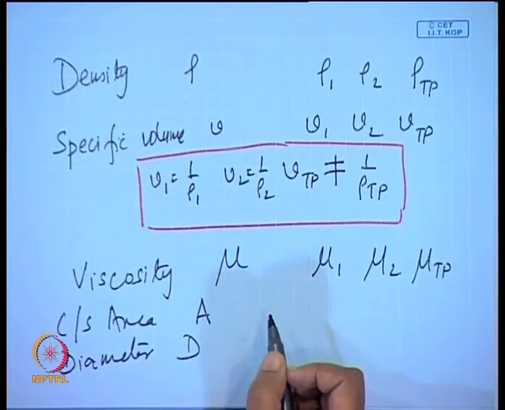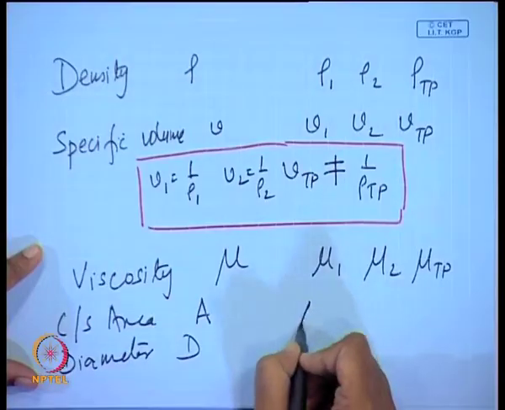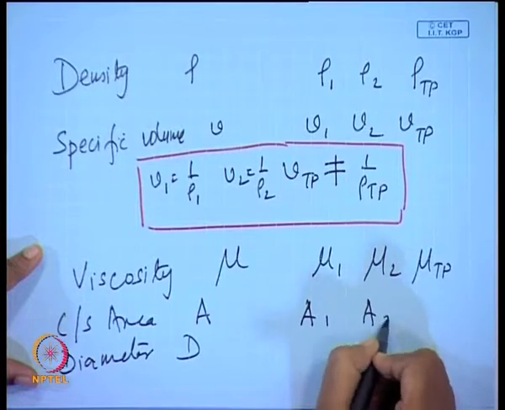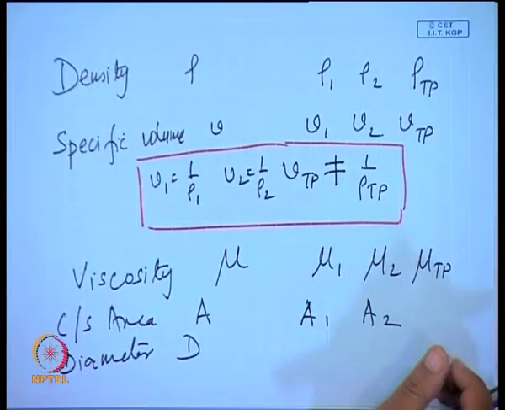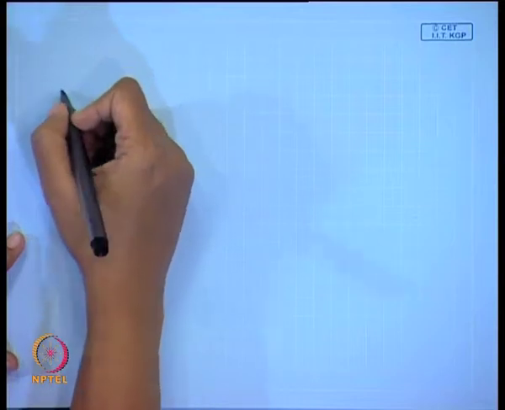In this particular case, in addition to the total cross sectional area, it will be important for you to know how much of the cross sectional area is occupied by phase 1, how much of it is occupied by phase 2. So, accordingly, we have an A1 here, we have an A2 here, where naturally A equals A1 plus A2.